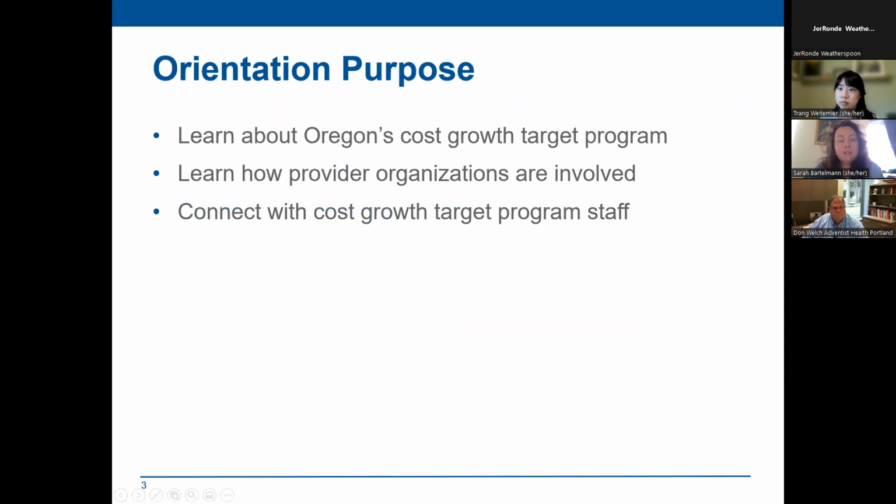Okay, so just a little bit of why we are holding this webinar and what we're hoping to cover today. We want to share some background information and context about Oregon's Cost Growth Target Program. Some of you may have been tracking this over the last couple of years through legislation, through our implementation committee work. Others of you, this might be brand new. So we're going to start from the beginning and provide a little grounding in what this program is, why we have it, how it relates to provider organizations, why we reached out to all of you. What do we even mean when we say provider organizations, and what is this program all about?